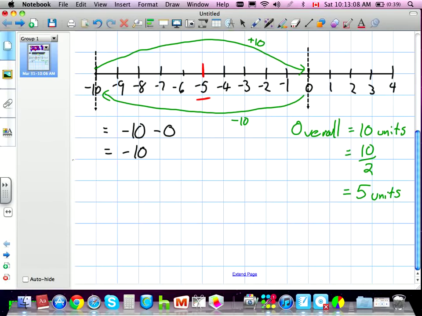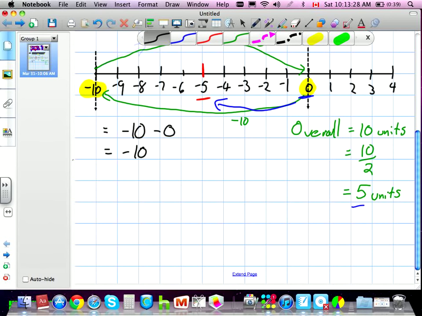So we know we could take either of our starting points. One of the starting points was negative 10. One of them was 0. And we can, if we're going back from negative 10, take away 5 units, or if we're going from 0, we can go forward 5 units.